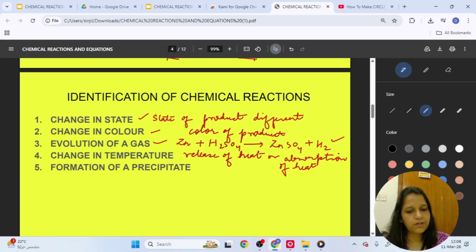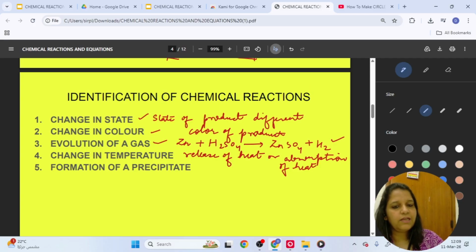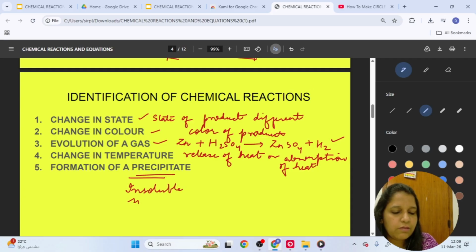Or absorption of heat. Okay, so this is again an indication of a chemical reaction. Or if there is a formation of any precipitate, precipitate means what? An insoluble solid mass which is formed when two aqueous solutions react with each other, then it is known as precipitate. And the formation of a precipitate is again an indication of a chemical reaction.